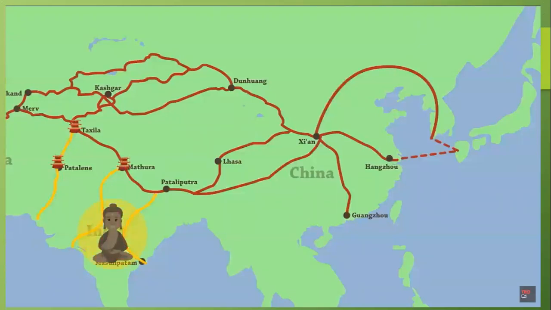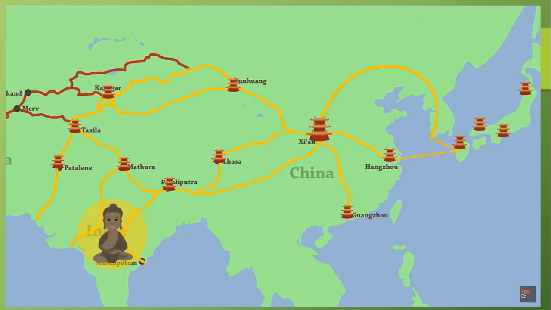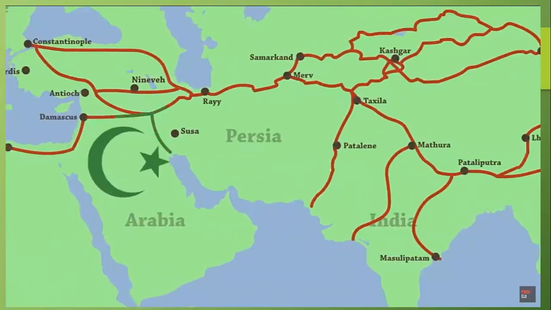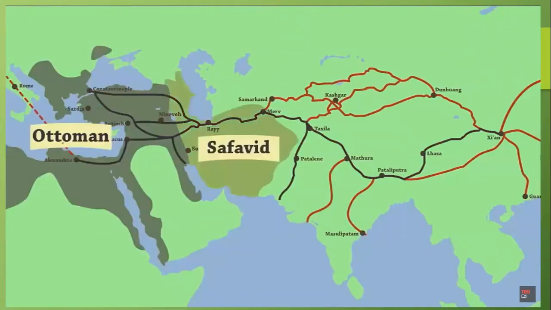Originating in India, Buddhism migrated to China and Japan to become the dominant religion there. Islam spread from the Arabian Peninsula into South Asia, blending with native beliefs and leading to new faiths like Sikhism. And gunpowder made its way from China to the Middle East, forging the futures of the Ottoman, Safavid, and Mughal empires.